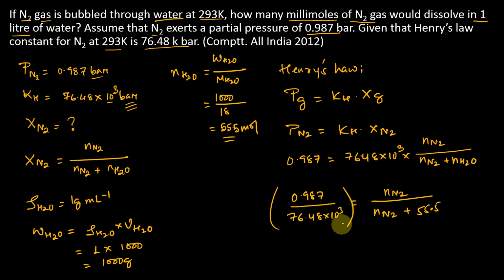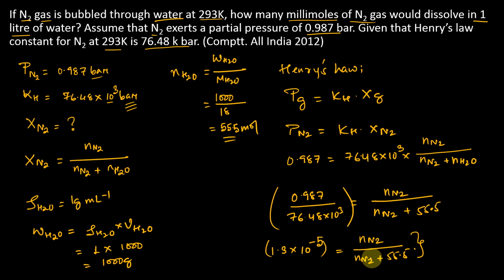0.987 divided by 76.48, so it gives us a very small number, that is 1.3 into 10 to the power minus 5. Okay, so number of moles of nitrogen divided by number of moles of nitrogen plus 55.5. So exactly this number is too small. अगर आप देखें, it is 1.3 into 10 to the power minus 5, too small as a number. That means this ratio of number of moles or the mole fraction is going to be very less, right? The mole fraction is going to be very less.